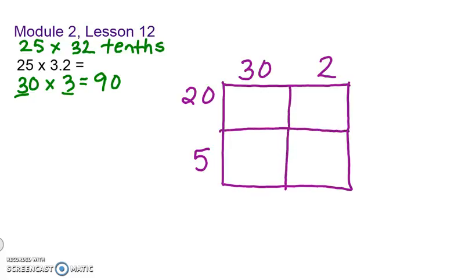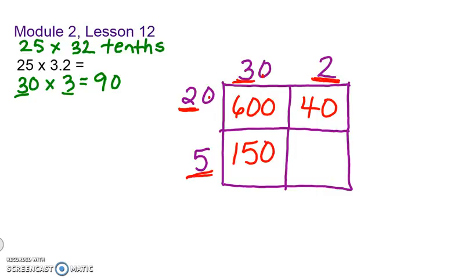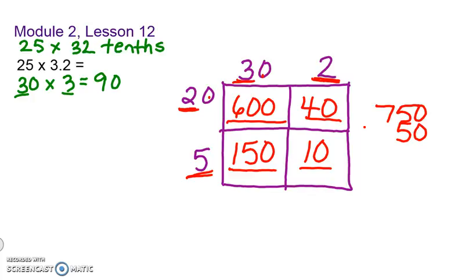I'm ready to solve. 2 times 3 is 6, adding 2 zeros. 2 times 2 is 4, adding 1 zero. 5 times 3 is 15, adding on 1 zero. And 5 times 2 is 10. Continuing to add all of my partial products, 600 plus 150 is 750, and 40 plus 10 is 50. So I get my final answer as 800.